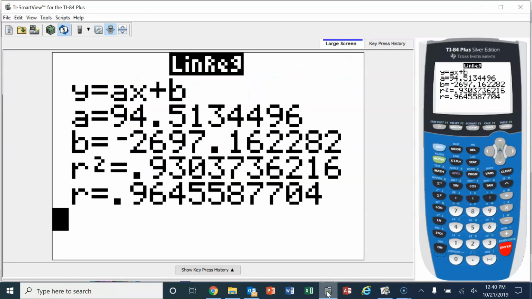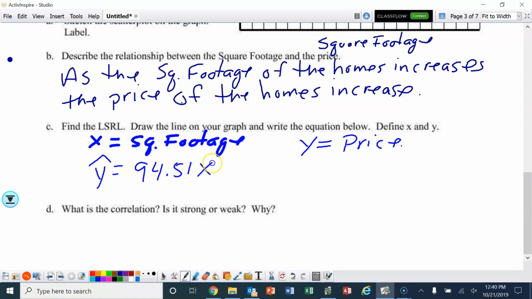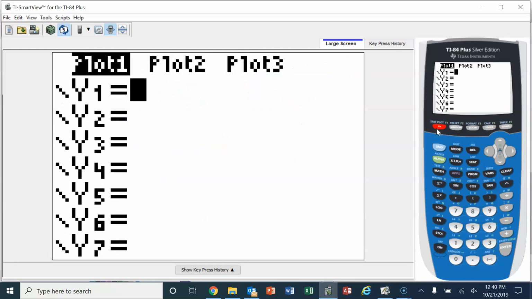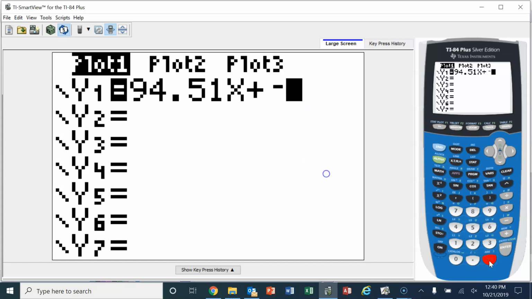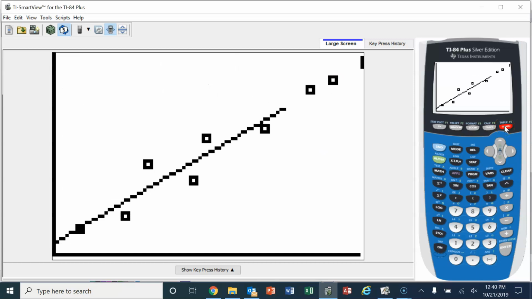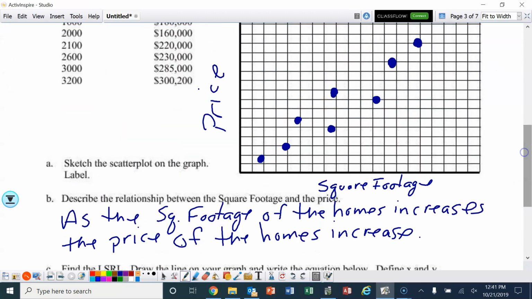Let's double check that. 94.51x plus negative 2697.16. All right, now let's put that in our calculator and draw the line through the dots. So here we go, 94.51x plus negative 2697.16. All right, graph. Beautiful. All right, let's put that through our graph. All right, close enough.